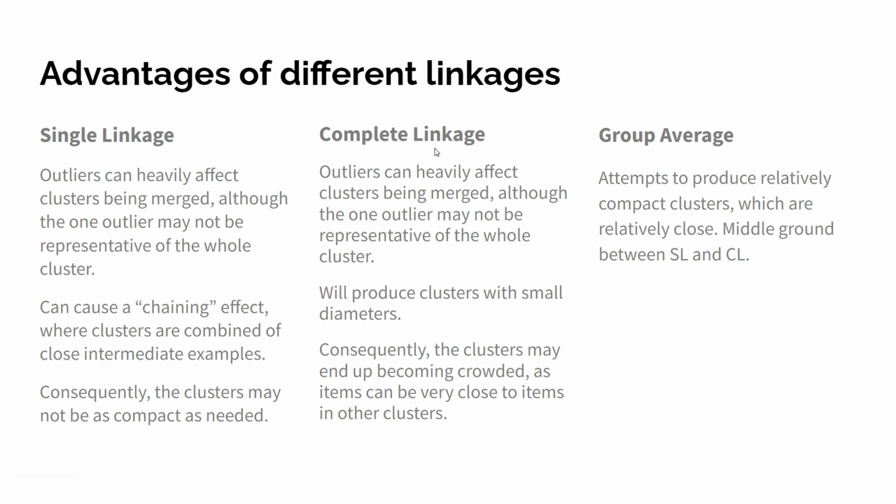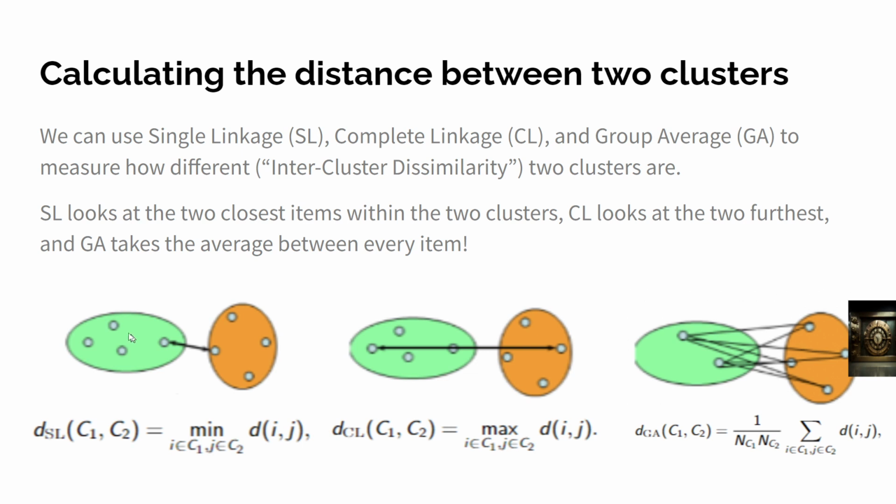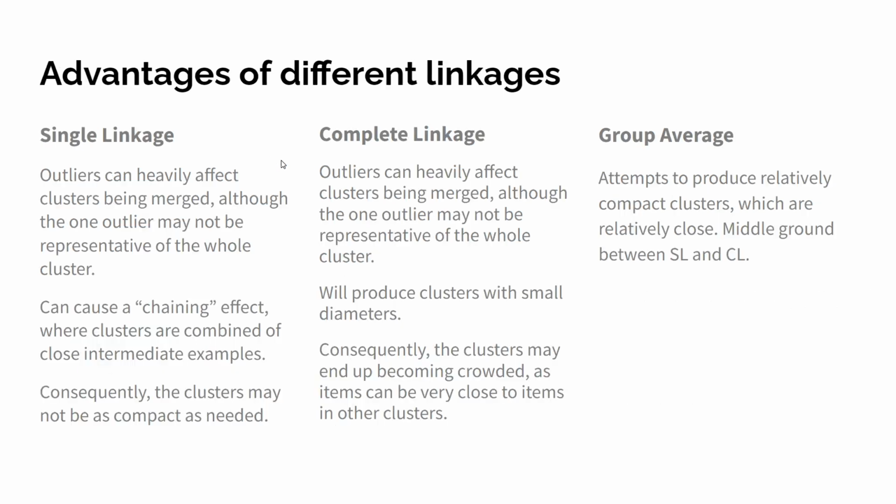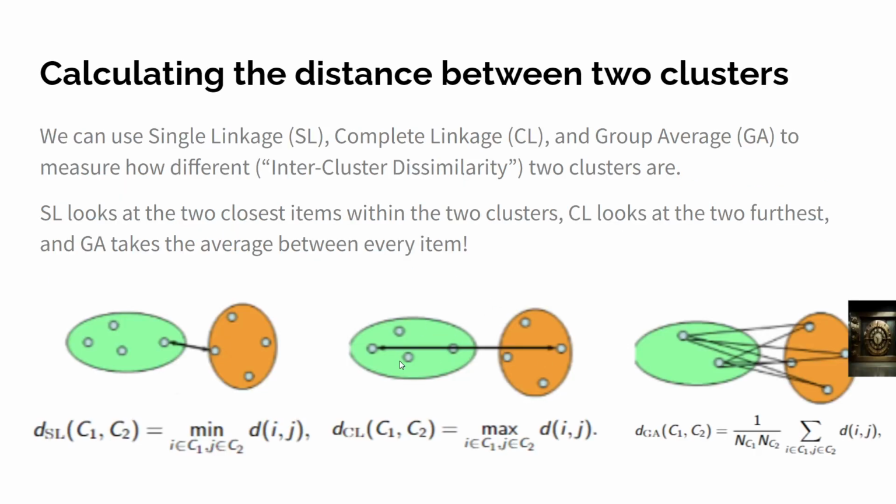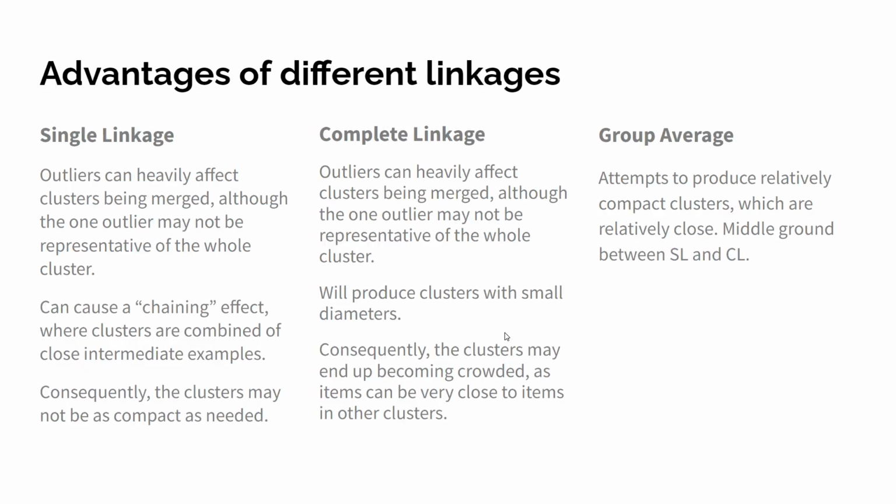In complete linkage, the same thing with the outliers applies. However, this is going to produce clusters with small diameters, because even though two clusters might look very small in size, they might not merge if there's a faraway element, because that's the total distance between them. So in the end, these clusters might become crowded, as they have small diameters and might all be very close together. Items can be very close to items in other clusters, which is what we're defining as crowded. All of the clusters end up in the same place.